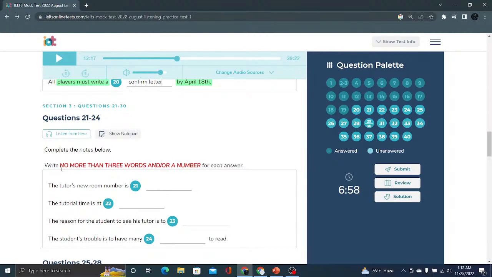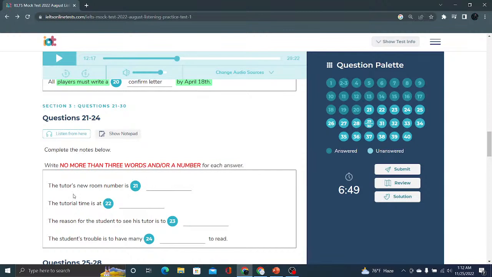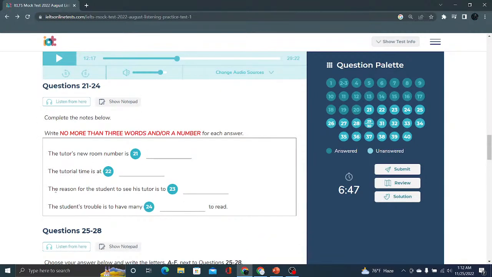So here's another instruction for us: no more than 3 words and/or a number for each answer. Let's find some keywords for this question. The tutor's new room number is. Maybe we are going to listen for a number.